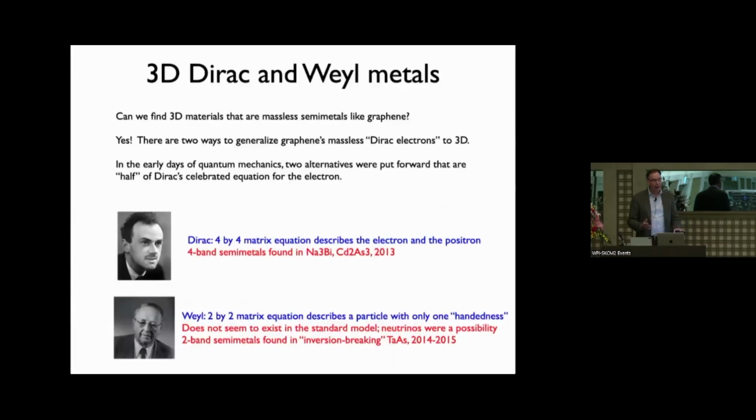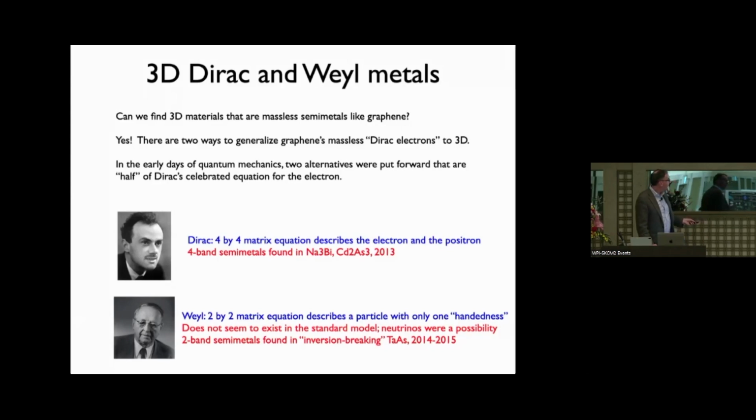So the idea of a Weyl semimetal, if you go back to the early days of quantum mechanics, Dirac famously wrote down a relativistic equation for the electron in 3D. And it's a 4x4 matrix equation, which in solid-state physics we would think of like 4 bands coming together. And people looked for those for a long time. Where do you have 4 bands that come together in a point at the Fermi level in 3D? And the first examples were found around 2013.